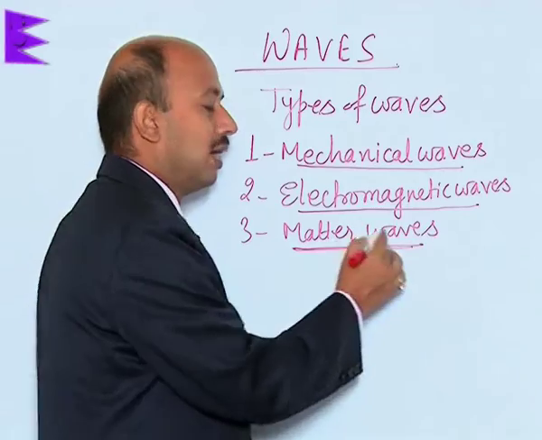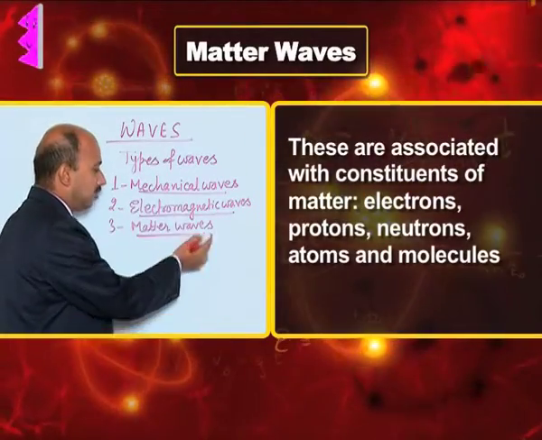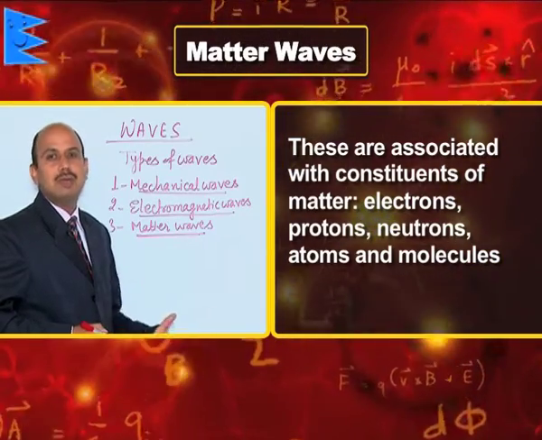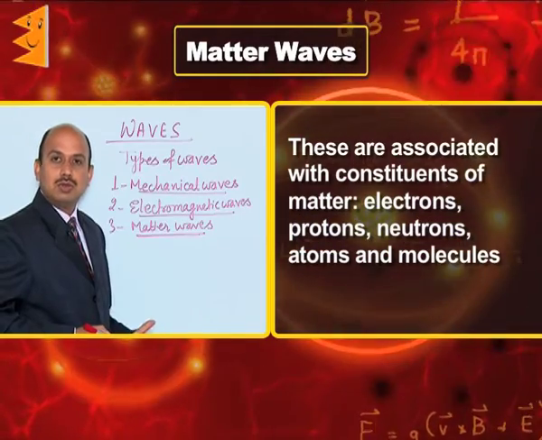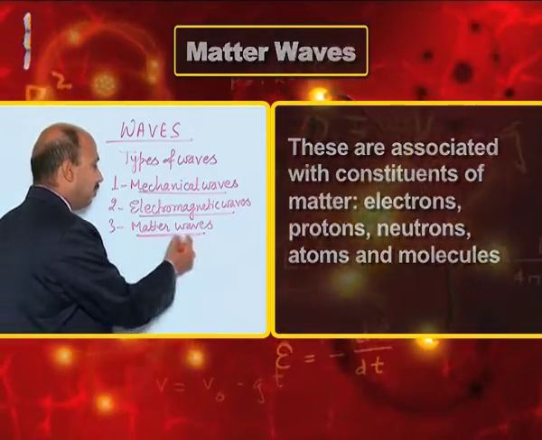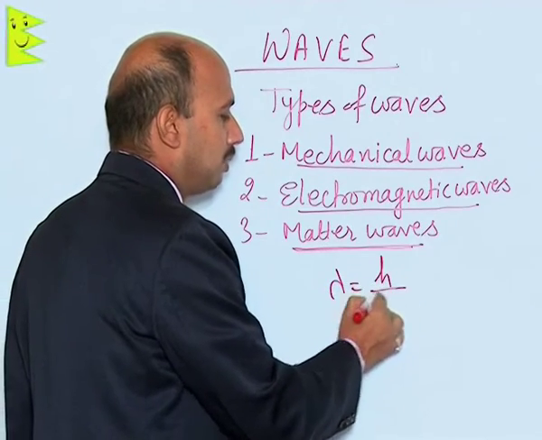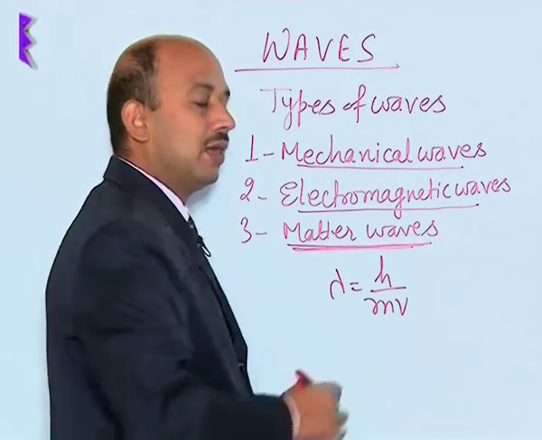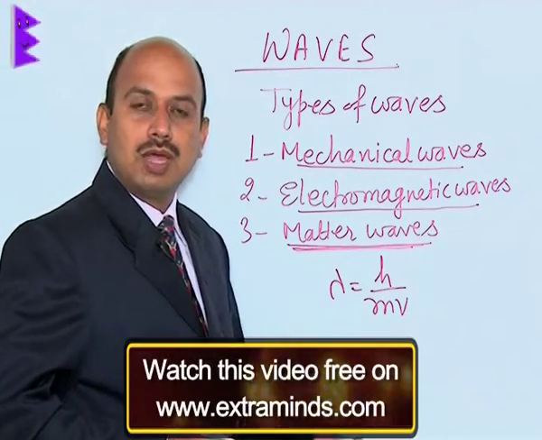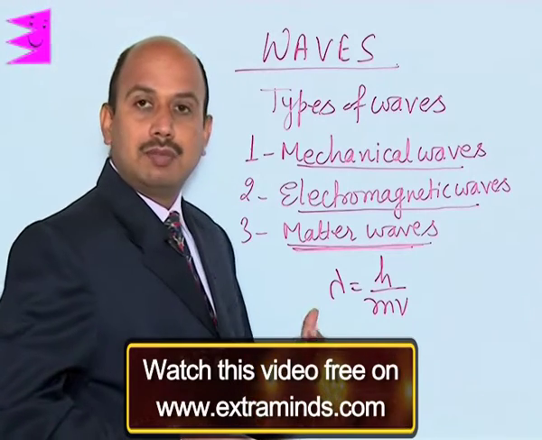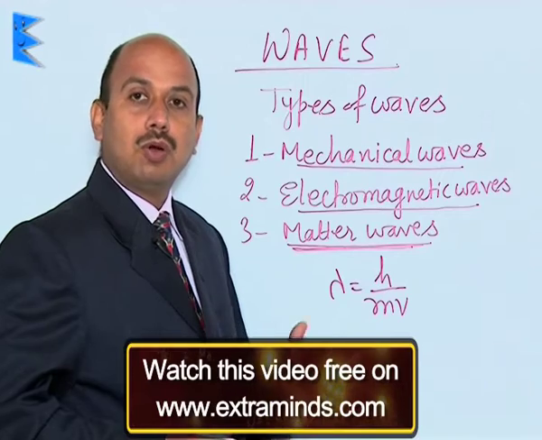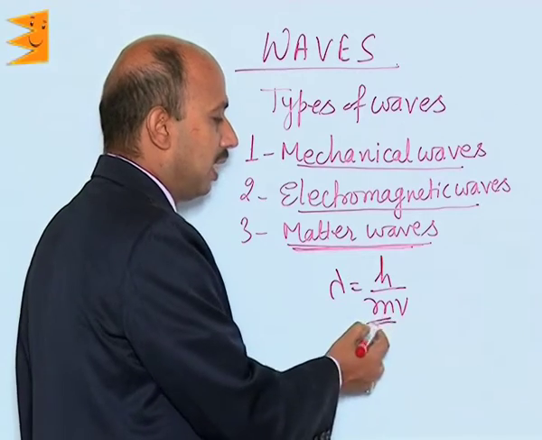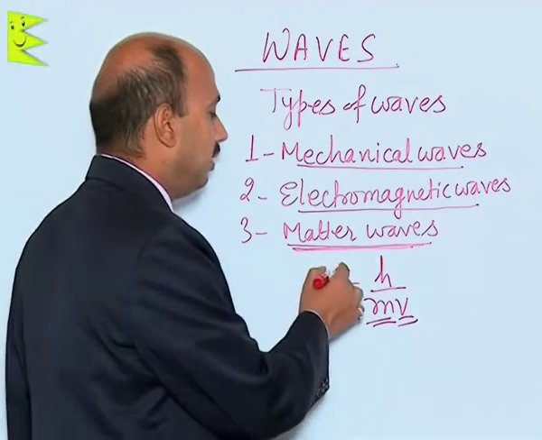Now, the next one is the matter waves. See here, matter waves are associated with the moving particles like electron and proton. When these electron and proton travel with the speed v, they constitute wave, and their wavelength is given by this formula, lambda is equal to h upon m into v. And the wave associated with the moving particles like electron, proton, neutron is called the matter wave, and this wavelength is known as de Broglie's wavelength, and de Broglie wave also. Here h is Planck's constant, m is mass, v is velocity, and lambda is wavelength.